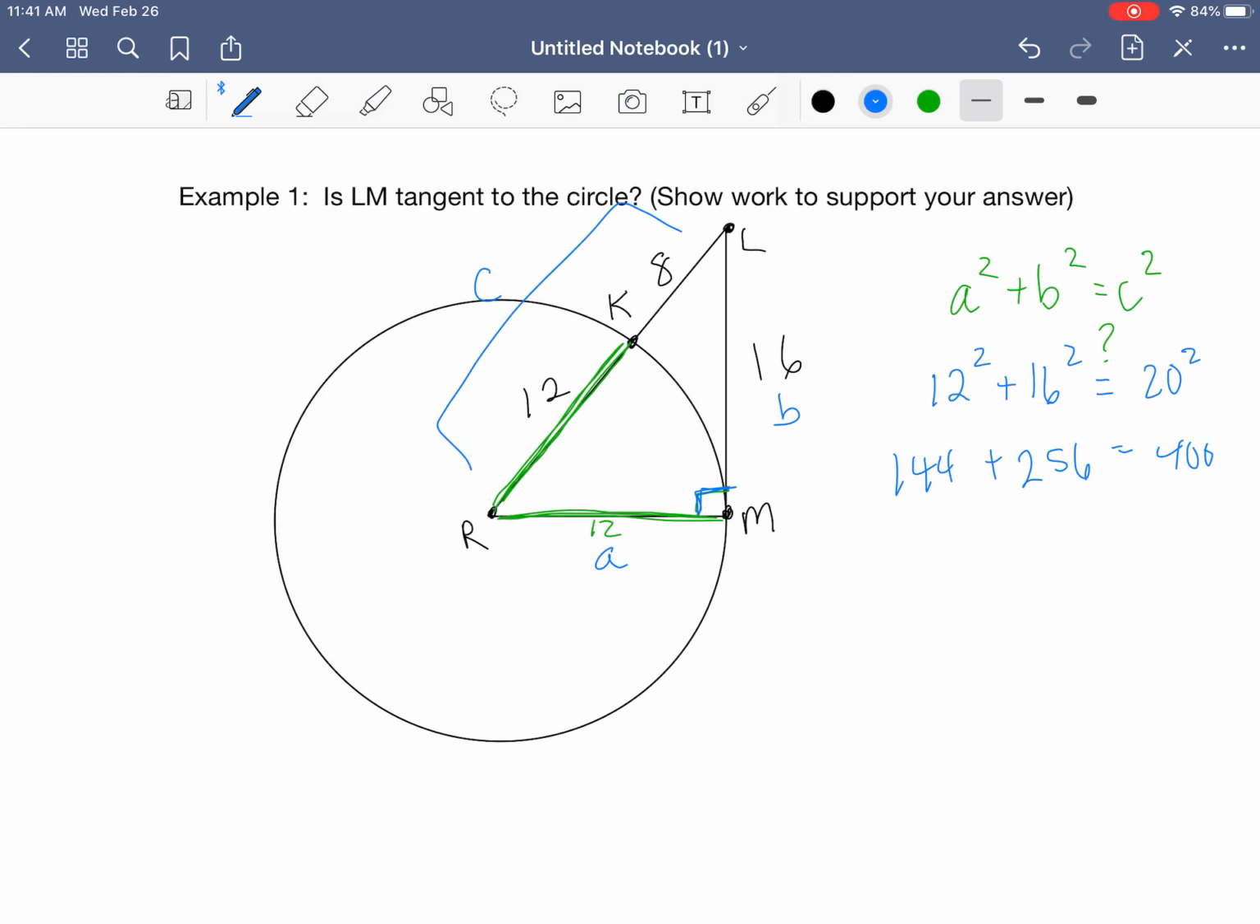So now I just need to know if it works. So 144 plus 256, that does get us 400. And since the same number is on both sides of the equation, it is a tangent. So we'd say, yes, it is a tangent. And we're done. Okay. So when I say show your work to support your answer, that means show me the calculations you use to prove it. Don't just put yes or no. You have to have some calculation to support your answer.